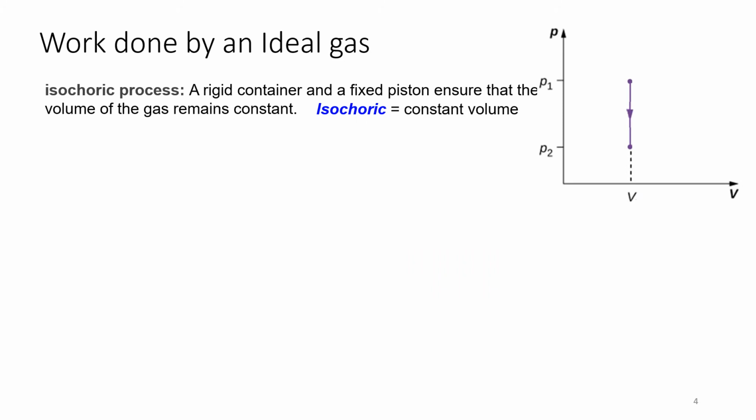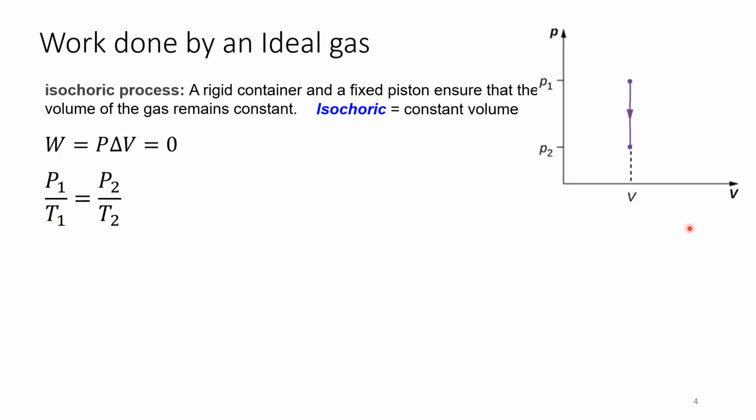In an isochoric process, the volume of the gas remains constant, because isochoric means constant volume. Since delta V is constant, the work done by the gas is zero. According to the ideal gas law, for constant V, the pressure is proportional to temperature.